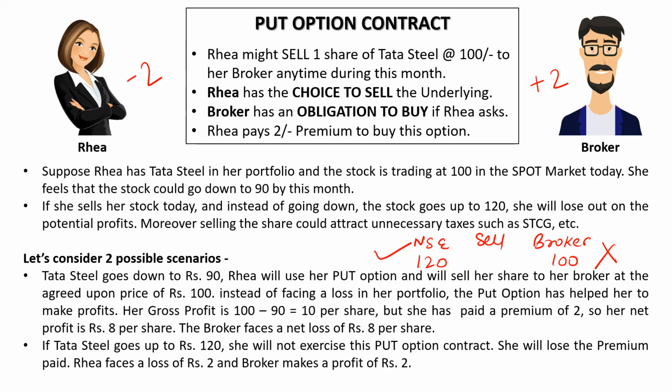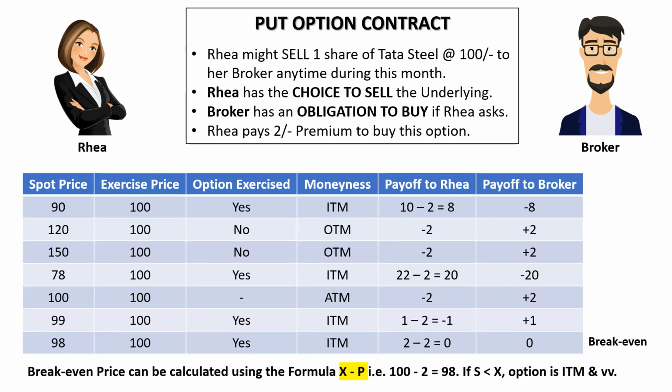Let's see more examples. So we have already seen the first two scenarios. The spot price is the price at NSE, and the exercise price is the price with the broker. And then whether we are going to exercise the option or not. If the price is 90, that means she can sell it at the NSE at 90, or she can sell it to her broker at 100. So she is going to use the option contract.